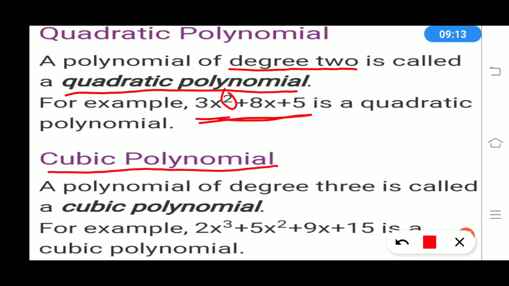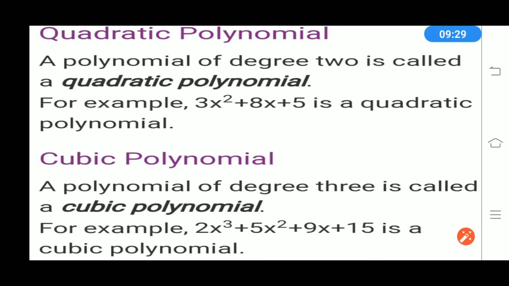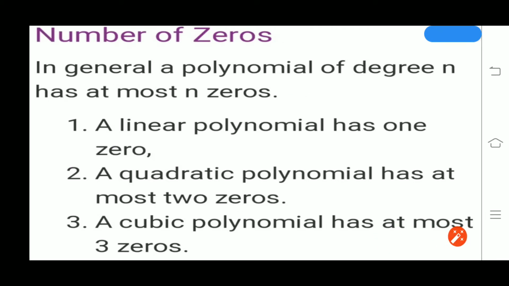The last one is cubic polynomial. A polynomial of degree 3 is called a cubic polynomial. As for example 2x cube plus 5x square plus 9x plus 15. So the highest power is x cube, so the degree of this polynomial is 3. Clear? Good.